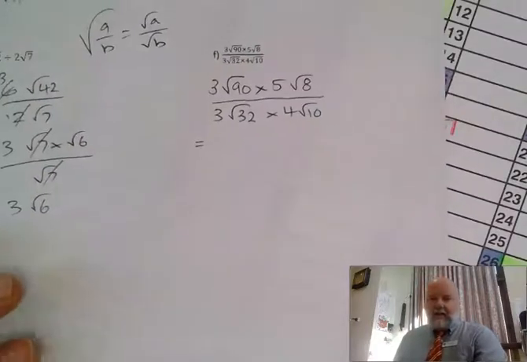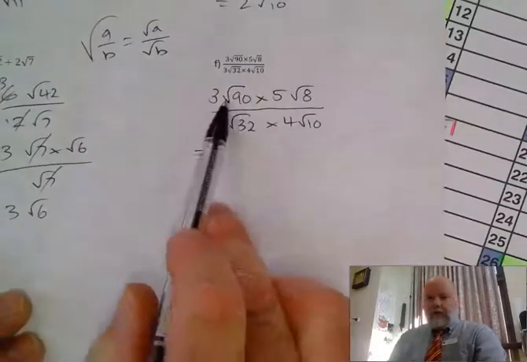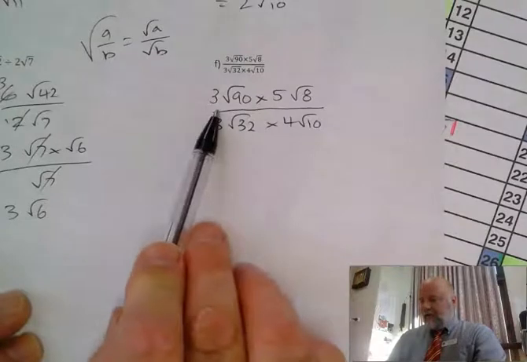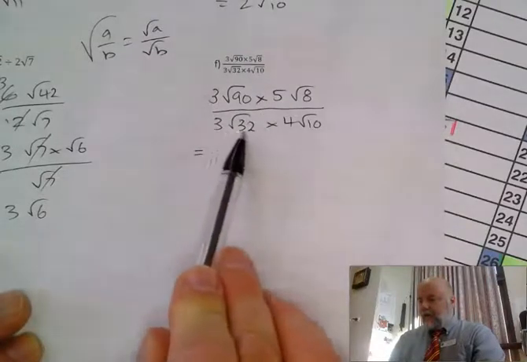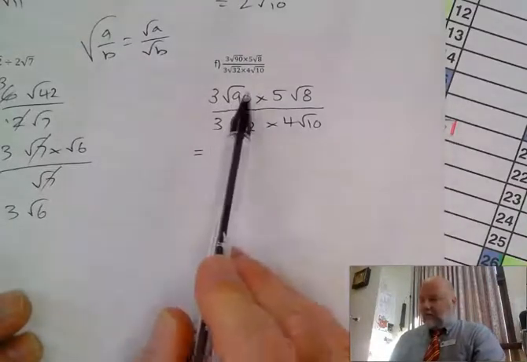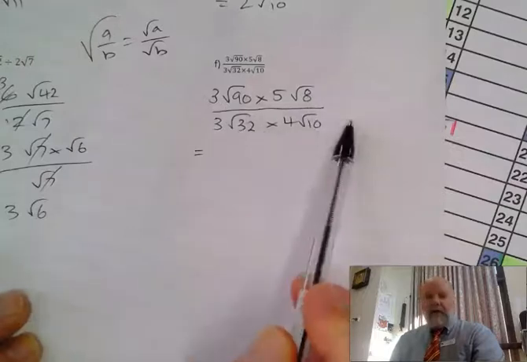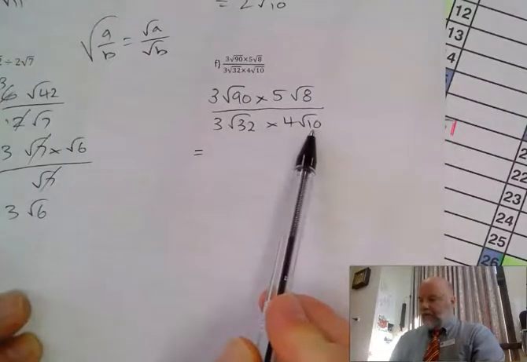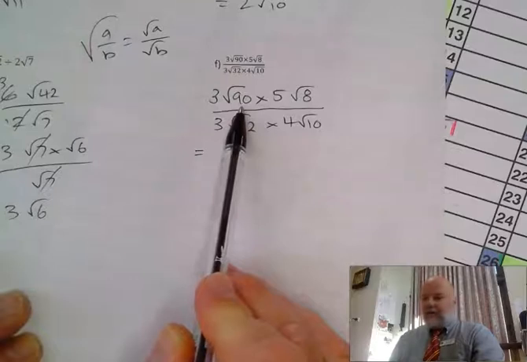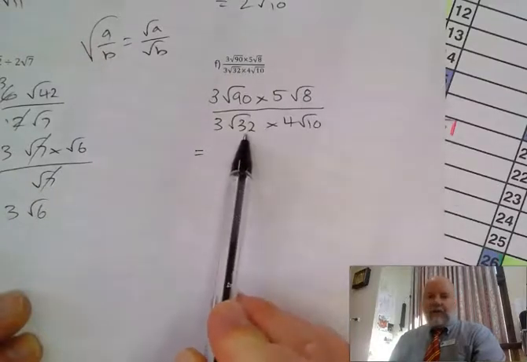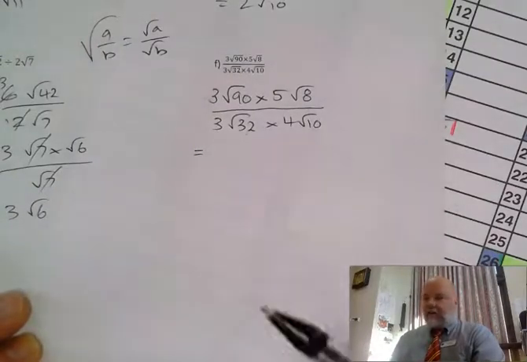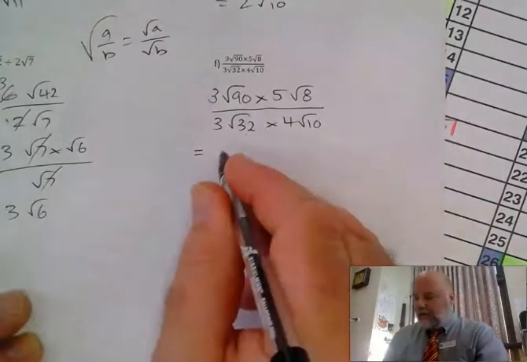Okay, the last one, the hardest one. So what have we got? I've just rewrote it here just so you can see a little bit better. 3 root 90 times 5 root 8 over 3 root 32 times 4 root 10. I'm going to split these up into certain things that I know are going to cancel out. For example, that root 10 there, I can split that up to have a root 10, so that will cancel. This root 32, I can split it up so it's got a root 8, so that will cancel. So there's going to be lots of things that can go. So let's just do that.